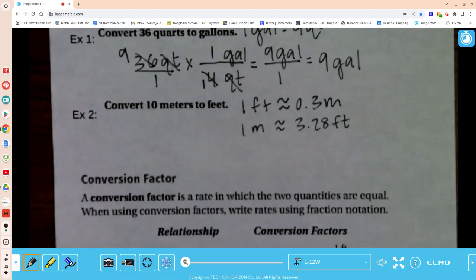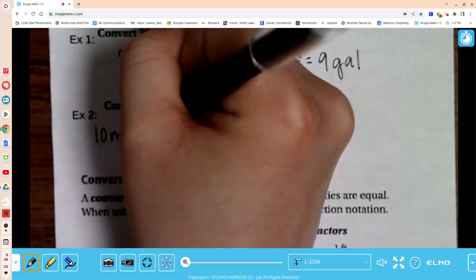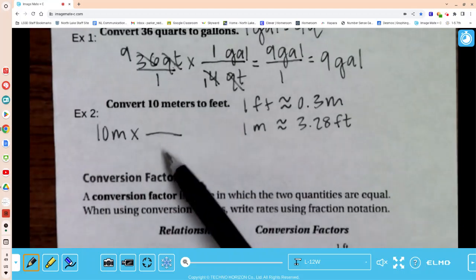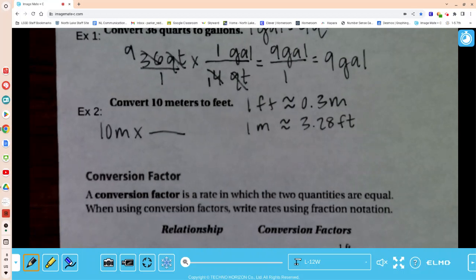So now we're going to set up our problem. We're going to start with 10 meters. And I want to multiply it by a conversion factor. Remember, in this conversion factor, I'm going to put meters and I'm going to put feet. Am I going to put meters on the top or am I going to put meters on the bottom? Farhan?